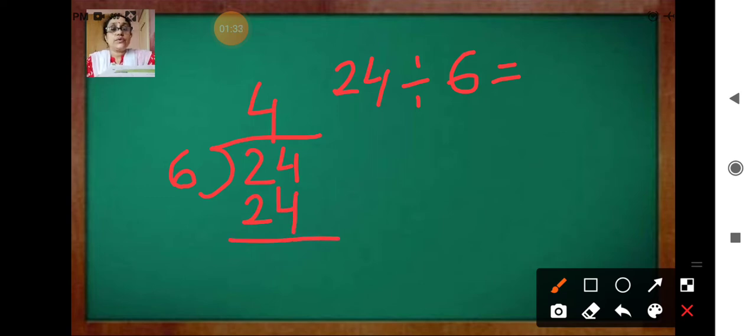Okay, now you will put one line, give your subtraction sign. Now we have to subtract. 4 minus 4, 0, and 2 minus 2 is also 0. So after dividing the two numbers, the answer we get is the quotient. So what is the quotient here? 4 is the quotient. Okay, understood how we will write? Now one more example.